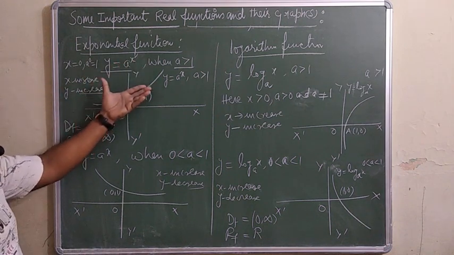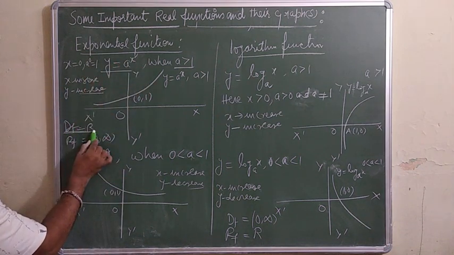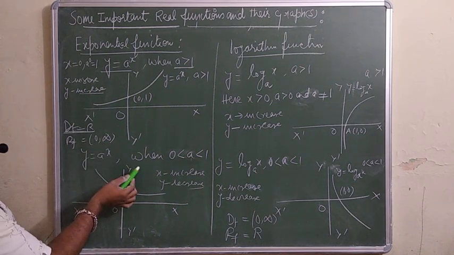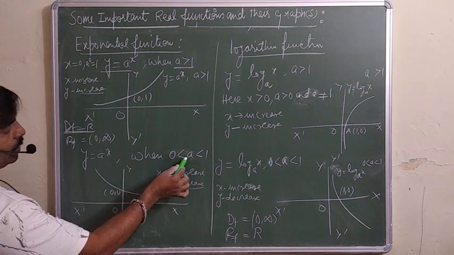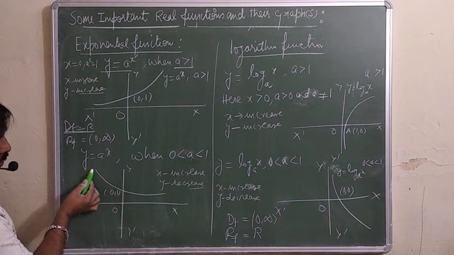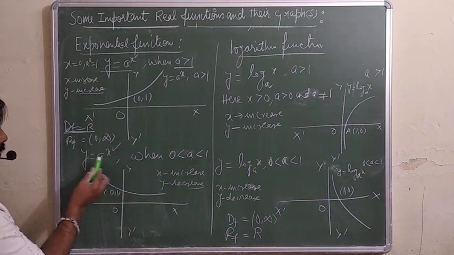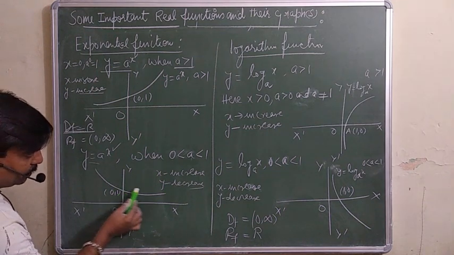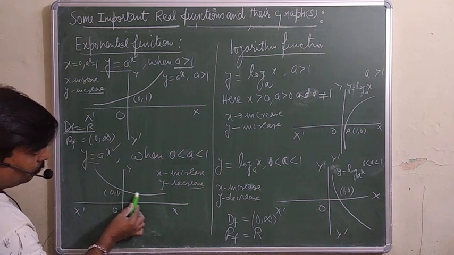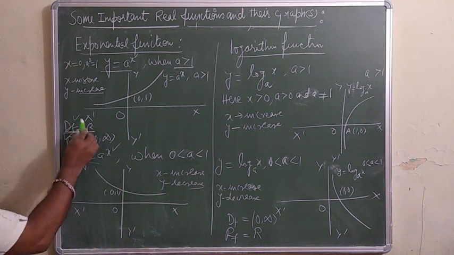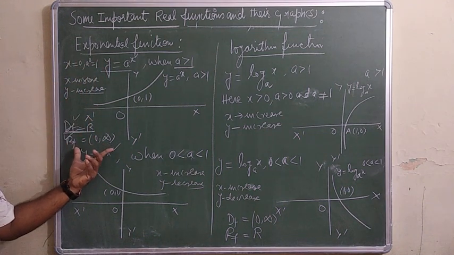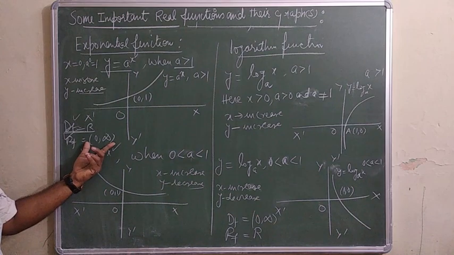And the domain of this one will be all the real numbers and the range will be 0 to infinity in open interval. But here, if y is equal to a raised to power x, but a is greater than 0 but less than 1, then your graph will be in this way, where as x is going to increase, the value of y will decrease. So the graph will pass through here only, but it will be above the x-axis. It means it will come from up to down. And the domain of this function will be all the real numbers and the range will be 0 to infinity in open interval.